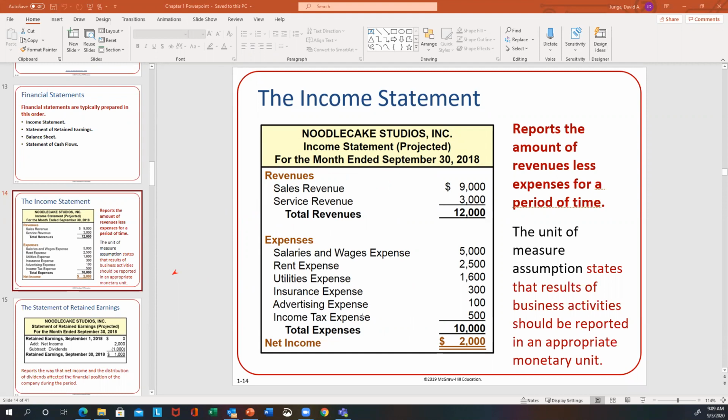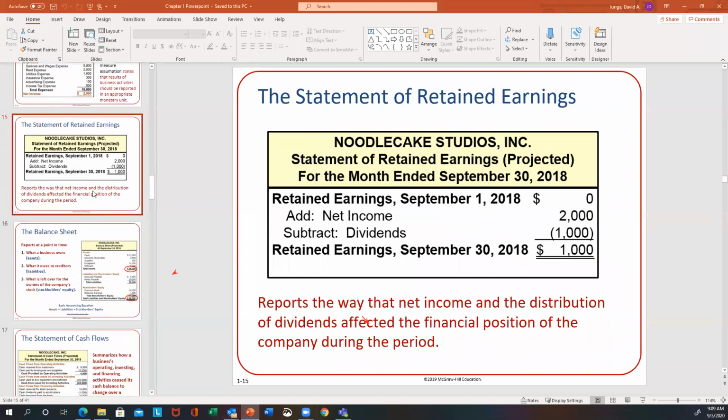Now, this number, this 2,000, will then be transferred because it's a summary of your revenues and expenses. It will be transferred to your statement of retained earnings. You'll notice on the statement of retained earnings, there's that net income, and then you subtract any dividends to get the ending retained earnings balance, and then this balance is what's going to show up on your balance sheet.